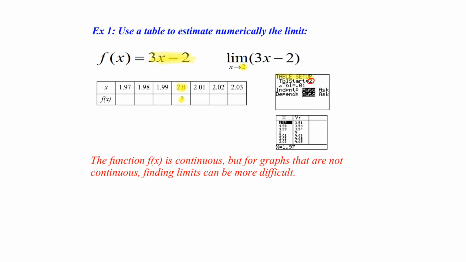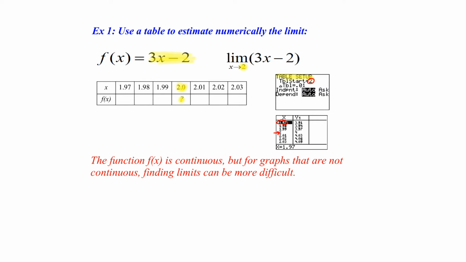Now when you go to your table, since you're starting at x equals 2, it'll actually take this value and it'll be the first one on the table. So I've moved mine to center it so you can see exactly the left and the right side, the symmetry of that. So at x is 1.97, the y value is 3.91.